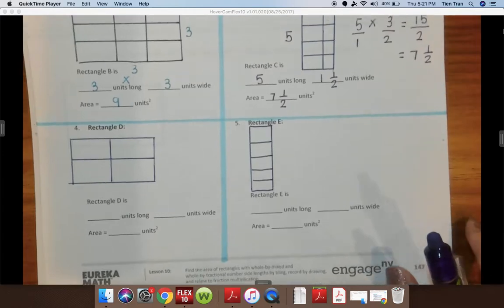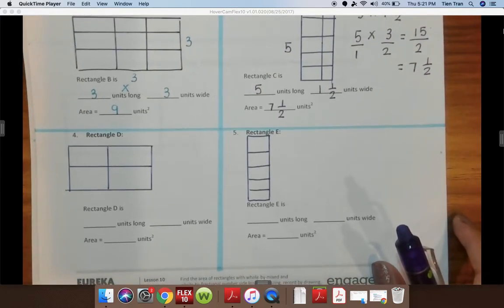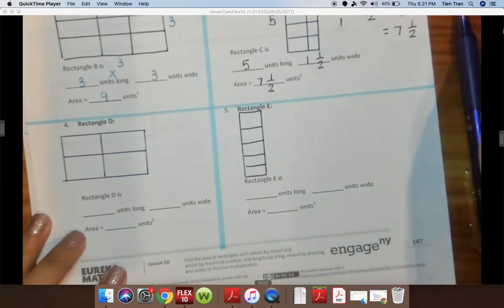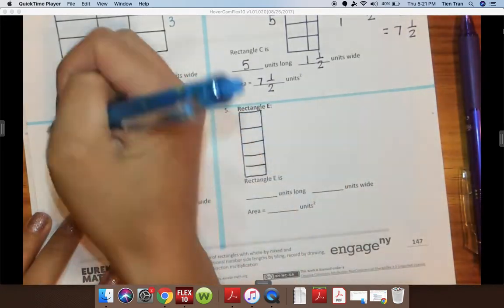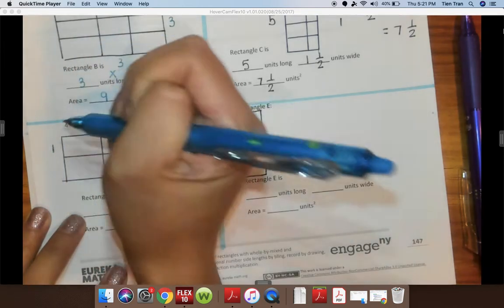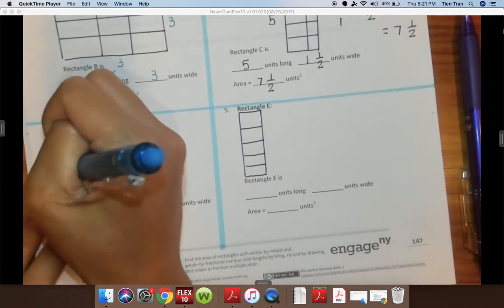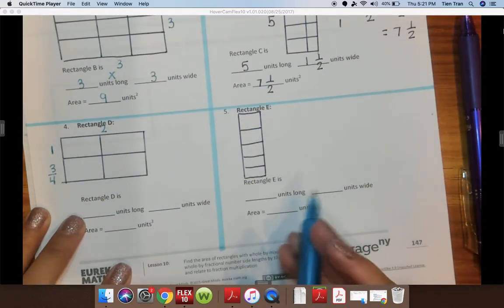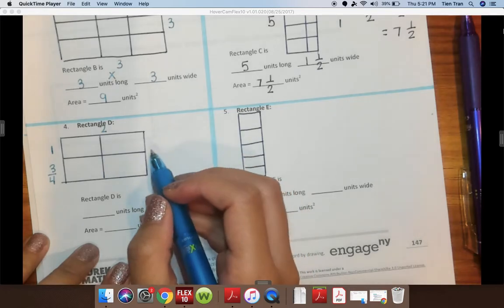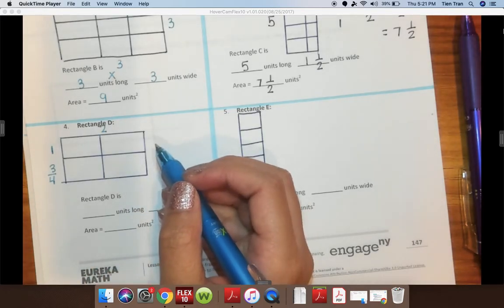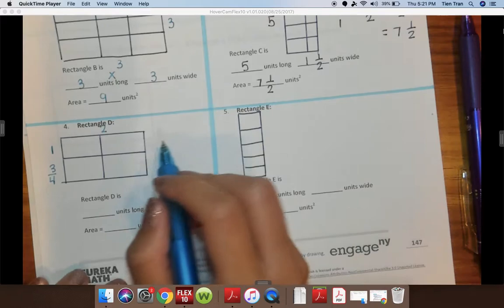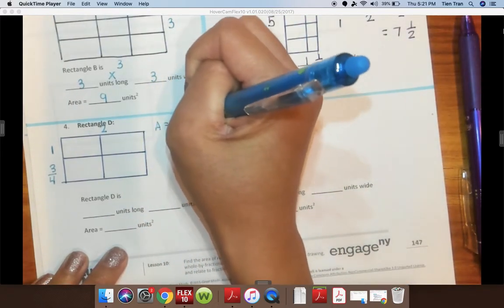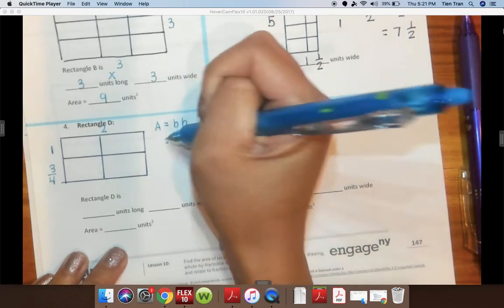Now, rectangle D. Rectangle D is all the same size except for actually this bottom one right here. So I'm going to show you guys what I did. So I have 1 and 3/4. And then on this side, I have 2. Okay, so that means that I am multiplying my units together in order to get area. Remember, area is equal to base times height. Maybe writing a formula will help you remember that. Area is equal to base times height.